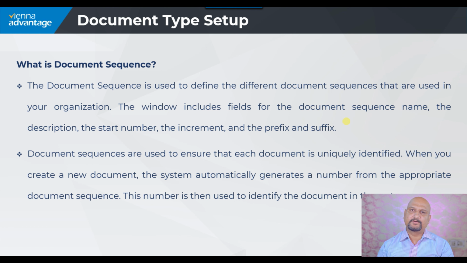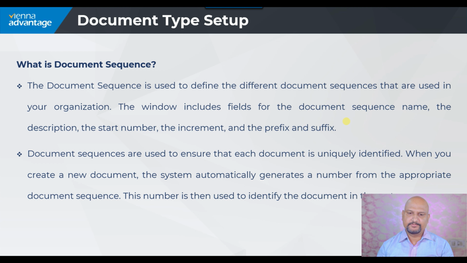Now, what is basically the document sequence in the VA? The document sequence is used to define the different document sequences that are used in your organization. The window includes fields for the document sequence name, the description, the start number, the increment, and the prefix and suffix. Document sequences are used to ensure that each document is uniquely identified.